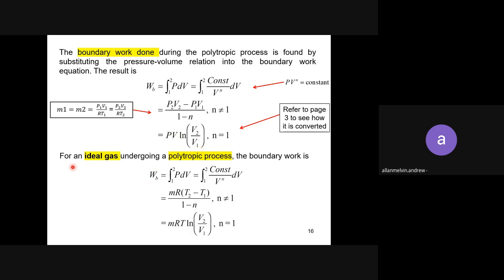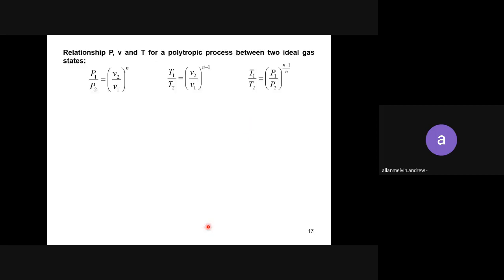Okay, for an ideal gas undergoing a polytropic process, the boundary work is, okay, so you have a few equations that you can use. Okay, this is from page number 3, so refer to page number 3 earlier. Okay, from here, we know that you can use these formulas to convert between parameters. So if the question gives P1 over P2, you can take this. If T2 over T1, so you can take this. So you can see the power is changing.